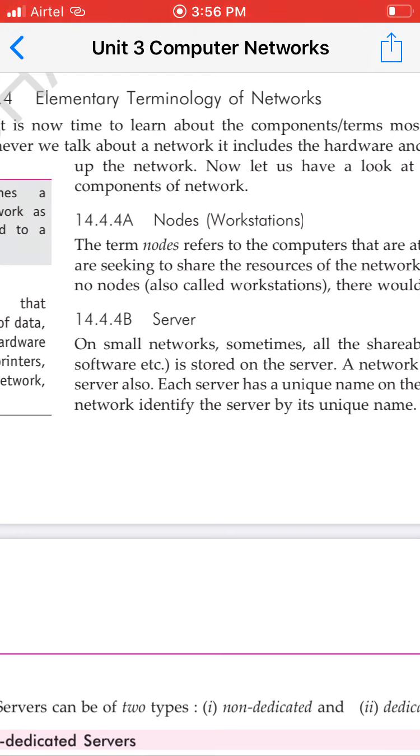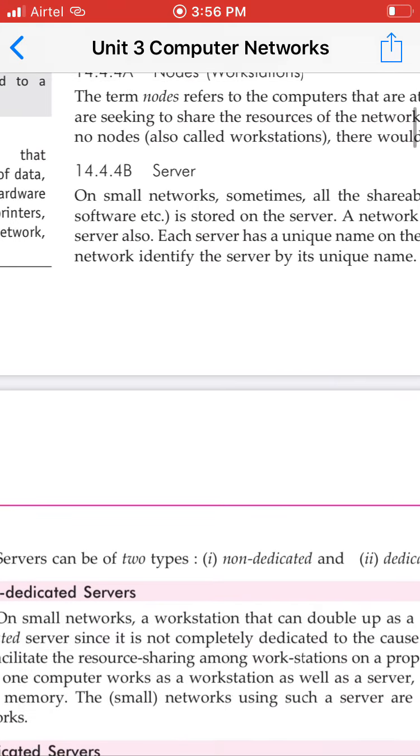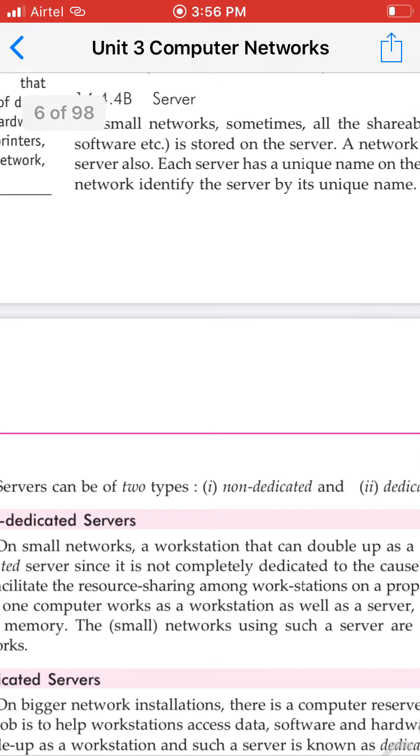Node means whenever a computer is on a network, it is able to communicate with another computer, or it is able to share the resources. It is a node. Okay, very simple. And next is server. Server means that computer which is used to serve. Serve means it is able to make communication possible. It is able to make one client or one node communicate to another node. This is called a server.